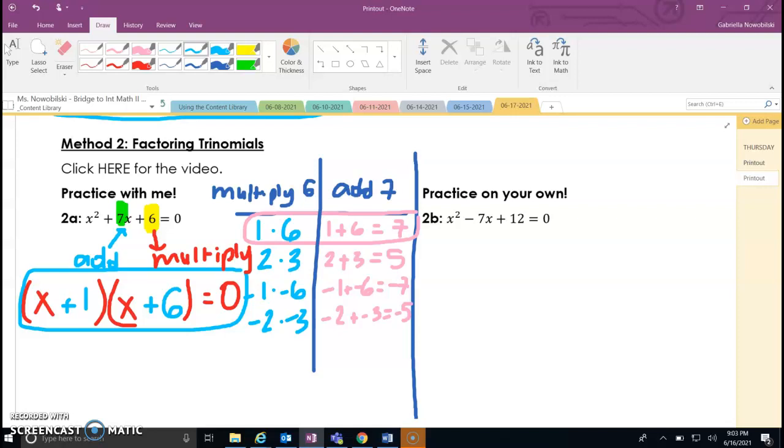Again, we're going to use this table, find some magic number that multiplies to the last number, so multiplies to the 6 in this example, and has to add to the middle number.